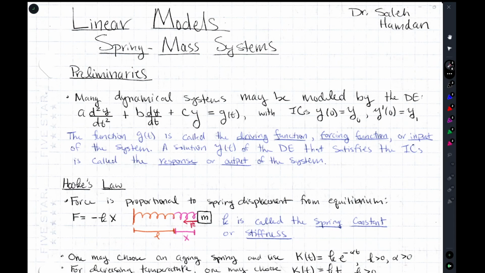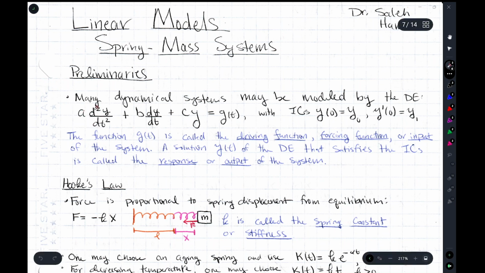We're now going to apply our knowledge of, in particular, second order differential equations to model the spring mass system. And of course, this is a linear model, right? The differential equation is linear. So we'll start with some preliminaries on the spring mass system.